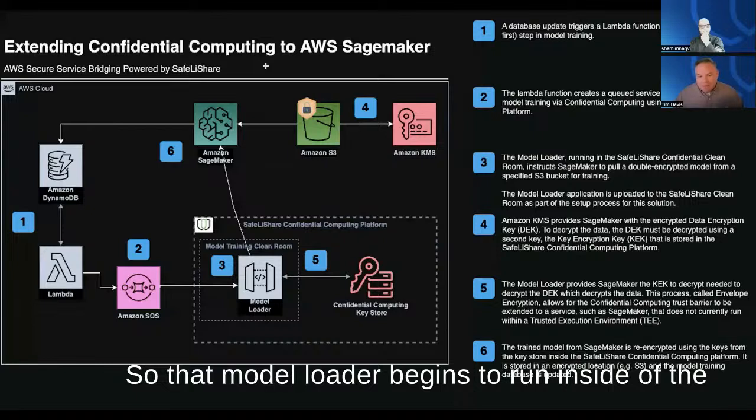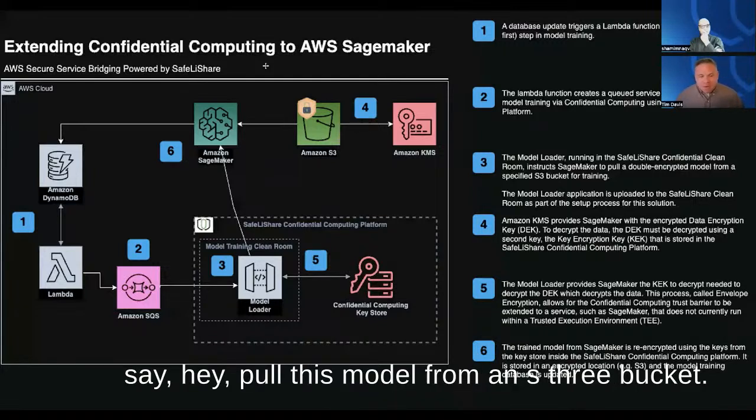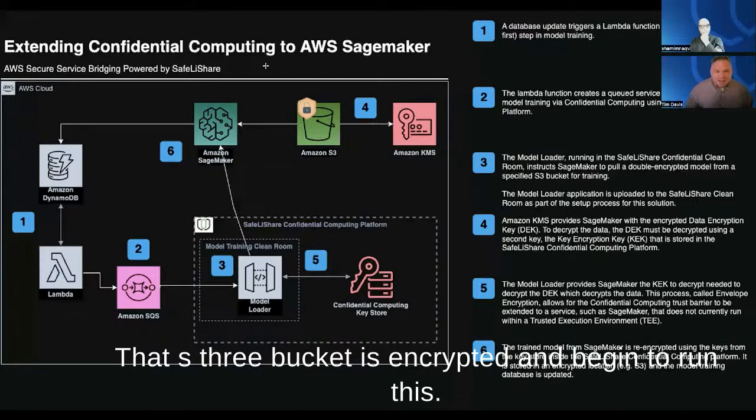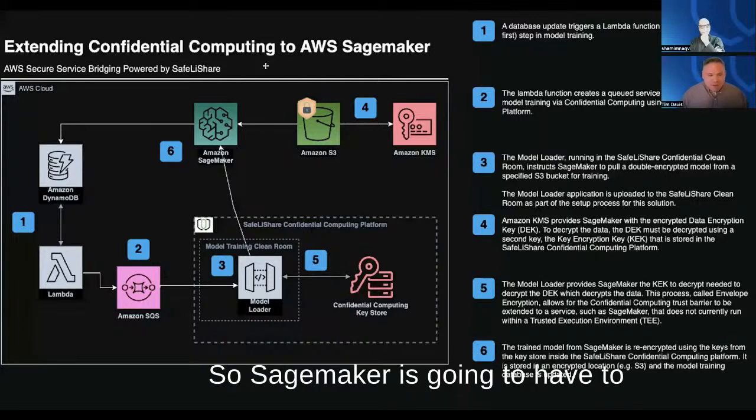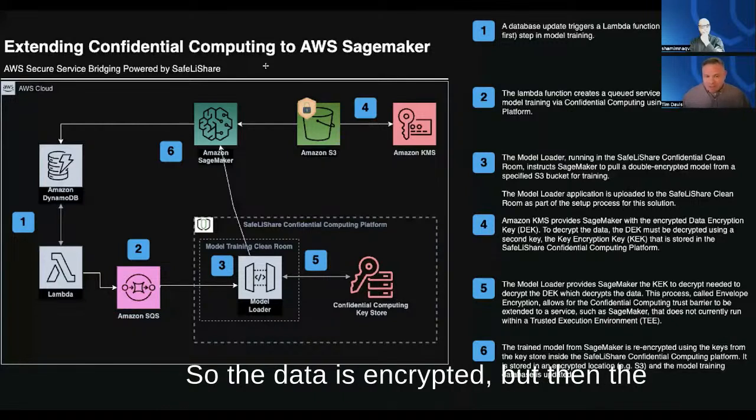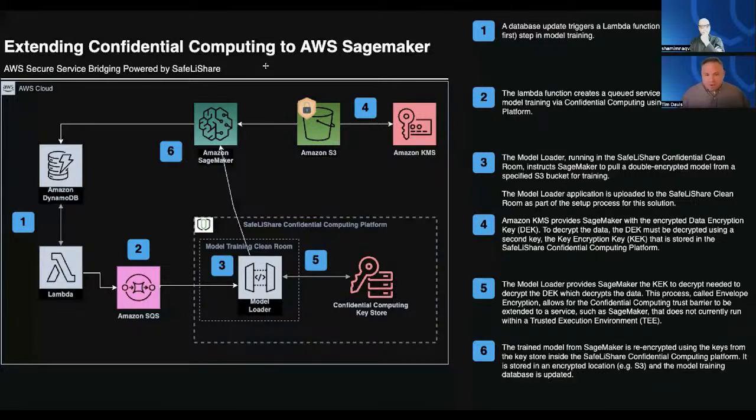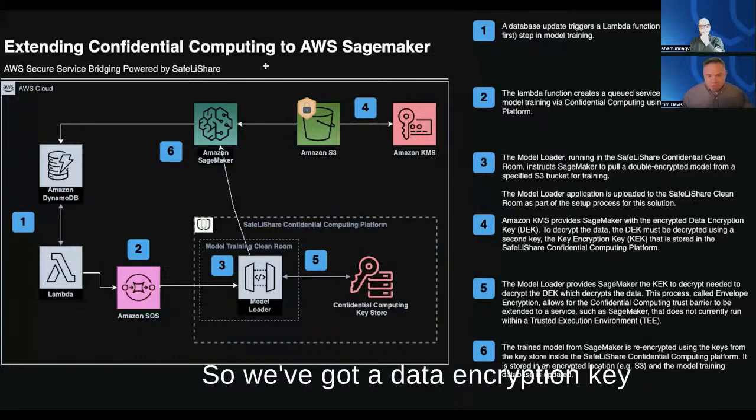So that model loader begins to run inside of the clean room, and it's going to trigger SageMaker to say, hey, pull this model from an S3 bucket. That S3 bucket is encrypted, and SageMaker is going to have to decrypt the model to run it. Now, this model is actually going to be double encrypted. So the data is encrypted, but then the key to decrypt the data is also encrypted. This is a well-known approach called envelope encryption, right? So we've got a data encryption key and we have a key encryption key.